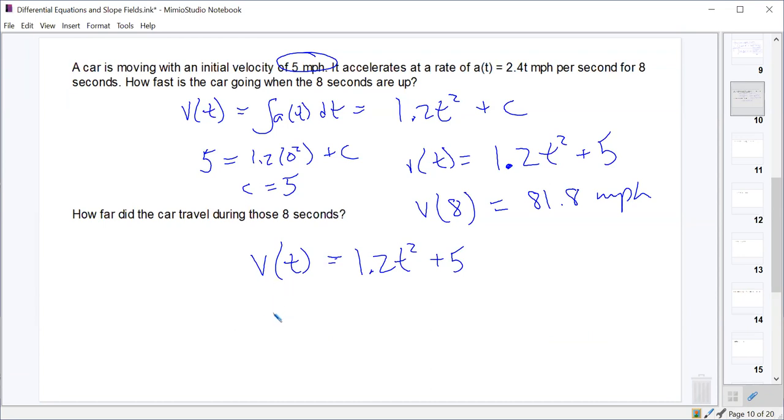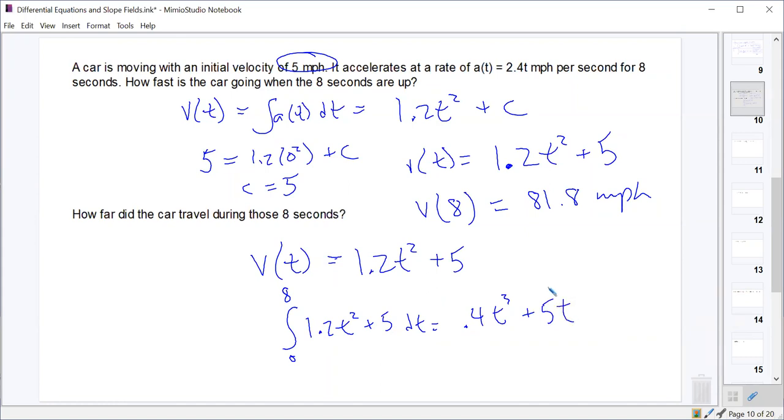How should we integrate this? From where to where? 0 to 8. Okay, from 0 to 8. So we want to integrate from 0 to 8 our position function to find out how far it traveled. So what does that give us? What's our integral? 0.4 t cubed plus 5t.